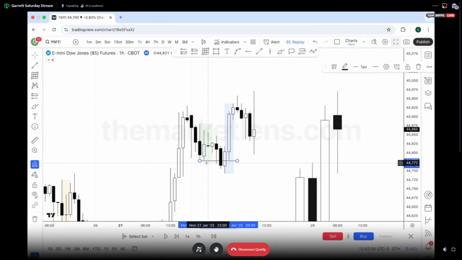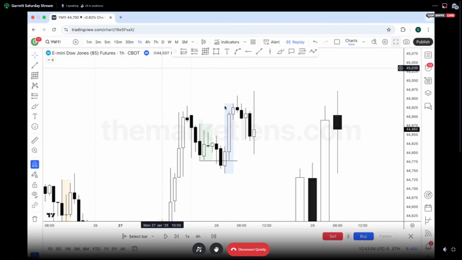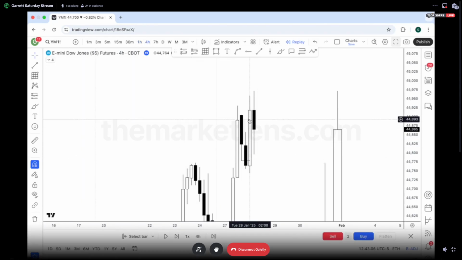Right? You have a manipulation. So what does Asia do? It consolidates. What does London do? Right? You can trade this inside this candle. Why? If I go to the 4-hour chart, what do we see? An expansion candle, right? So this is on YM.